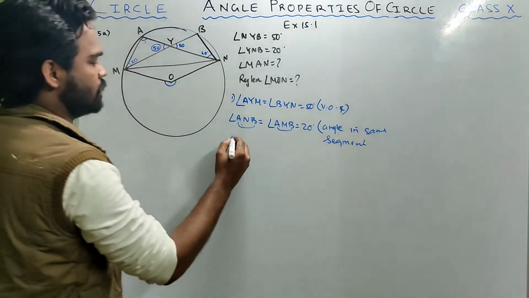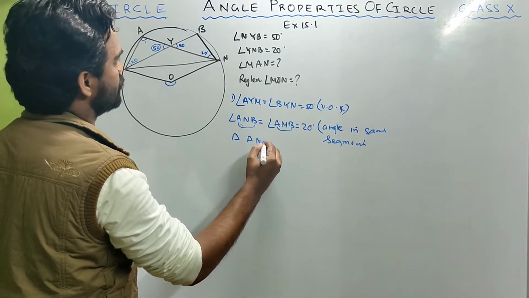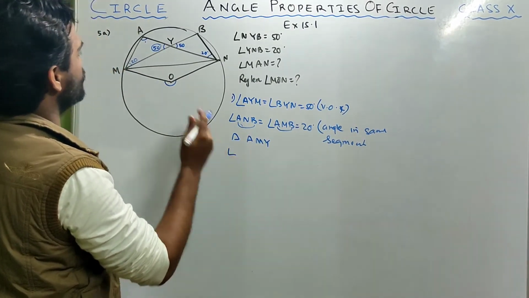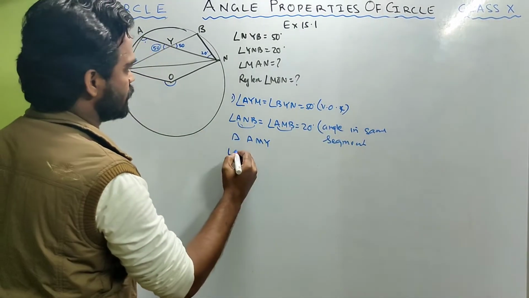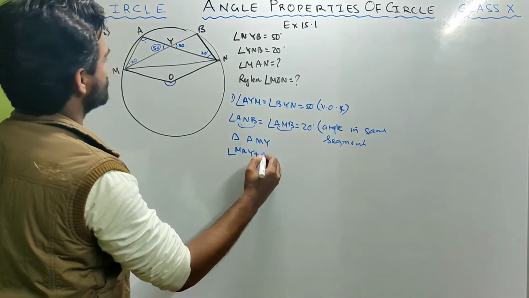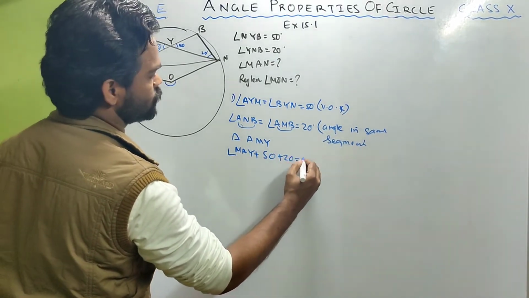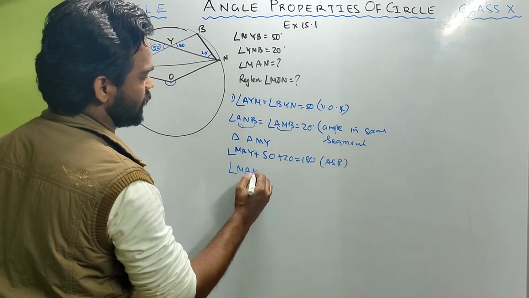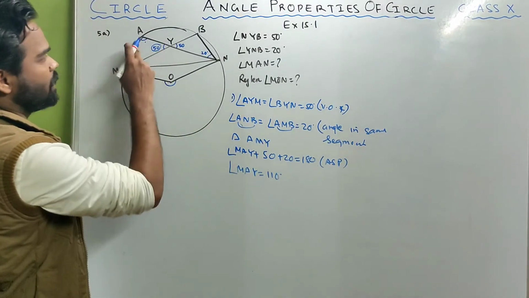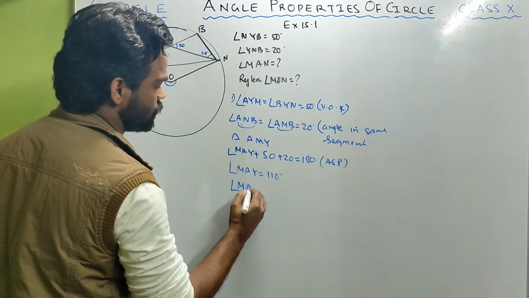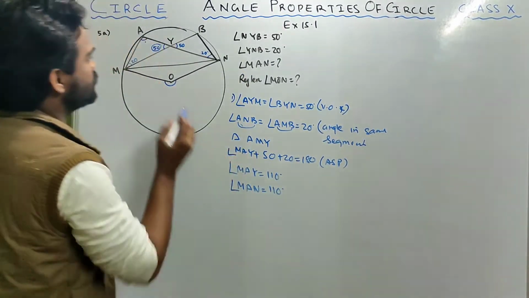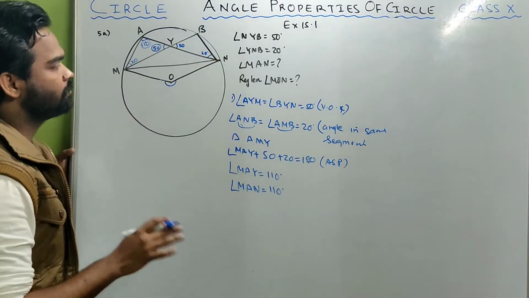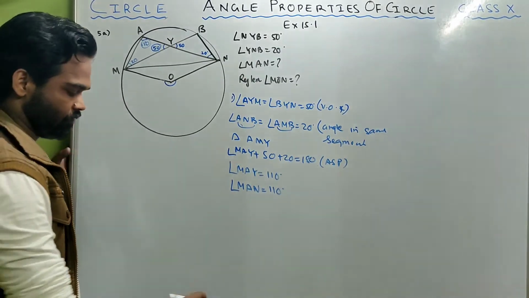Now in this triangle AMY, angle MAY plus 50 plus 20 equals 180. That's the angle sum property. So angle MAY is equal to 110, and MAY is nothing but MAN. Just look at the diagram, isn't it? MAN, which is this angle only, is 110. Very easy. Now look carefully for the second part.